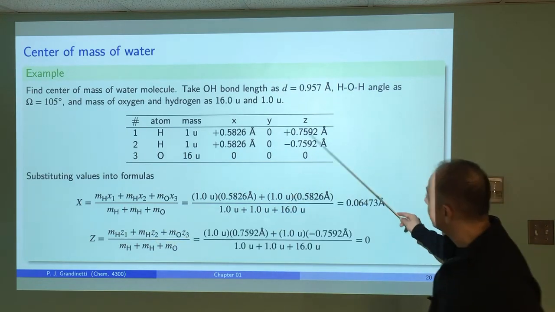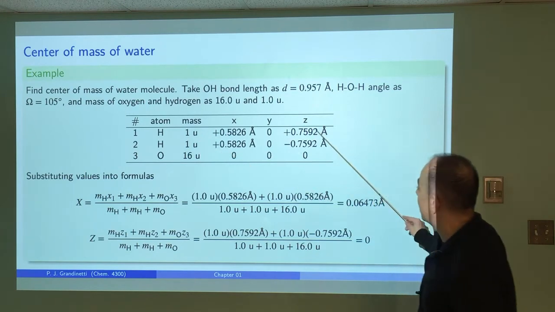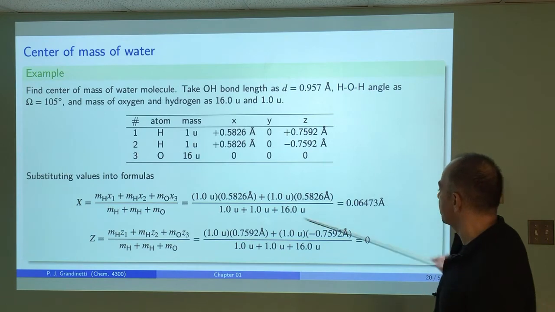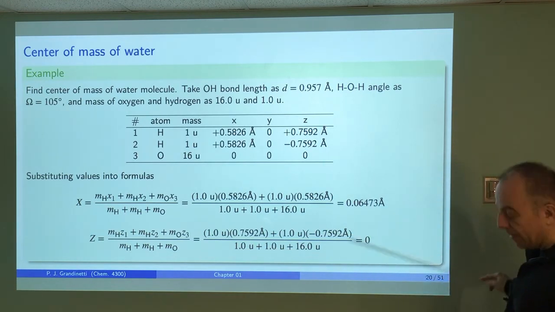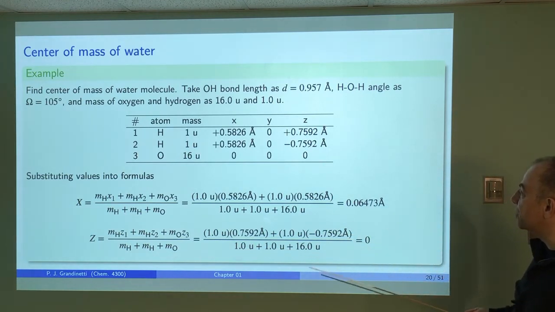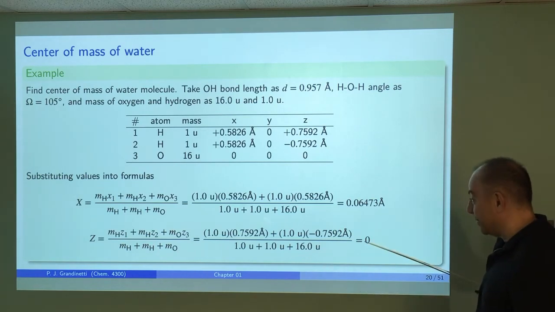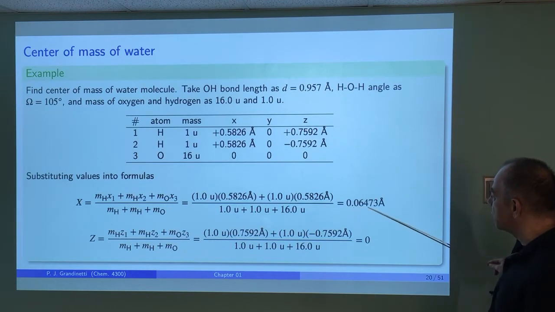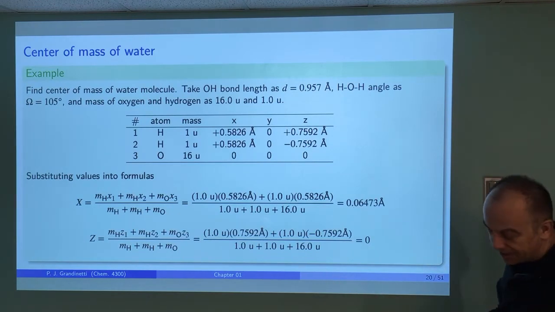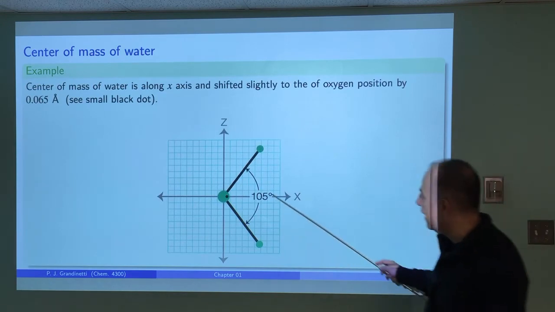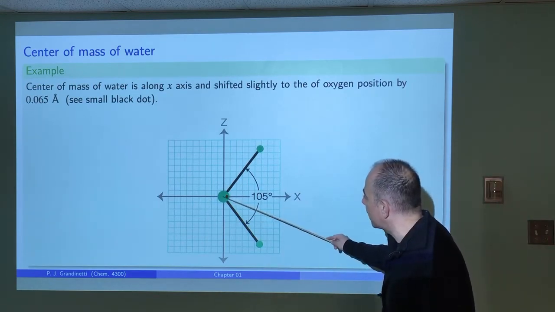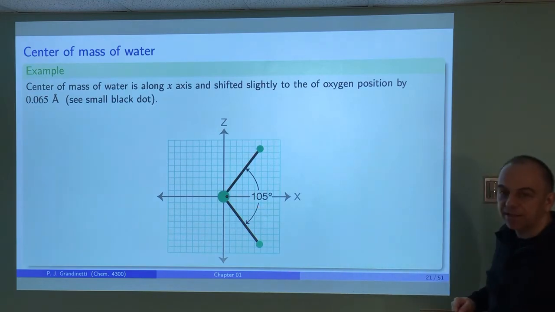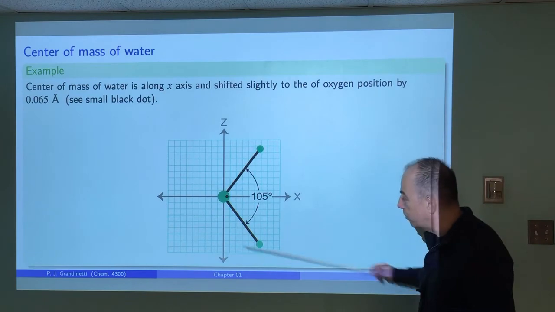So we place the mass of the first hydrogen times z, the mass of the second hydrogen times z. Oxygen is times 0, so it's not in this expression. We divide it by the total, and we get 0. So now for the position, we have z is equal to 0, y is equal to 0, and x is 0.06473 angstroms. So if I go back to that picture that I had earlier, I can place this little dot here off the x-axis, as this dot represents the center of mass of the water molecule in this coordinate system.